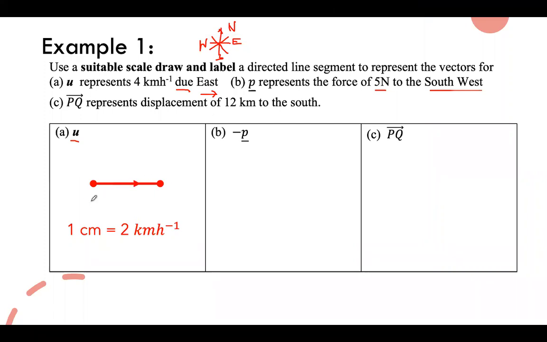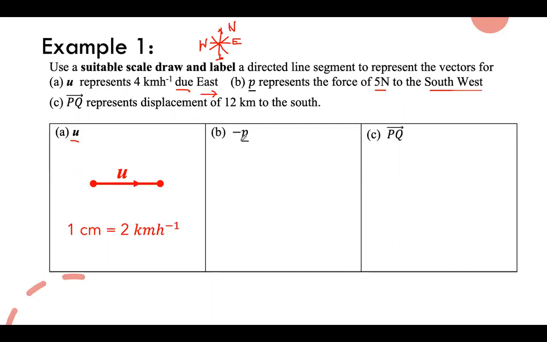So we draw like this, one dot to one dot, and then the arrow going from left to right. So this is east, right? Then we denote it as vector u. But in the question, P represents the force of 5 Newton to the southwest.